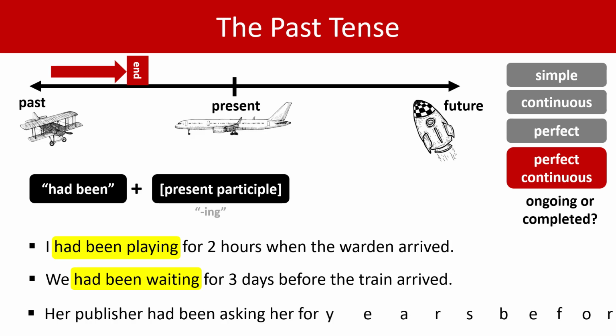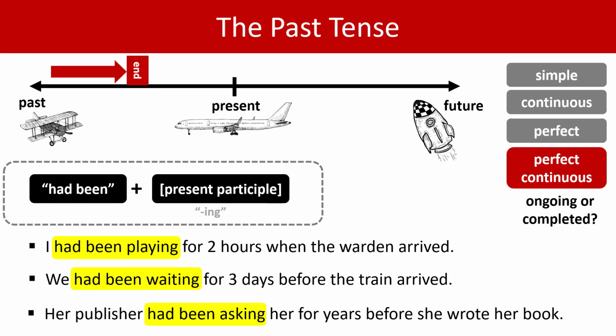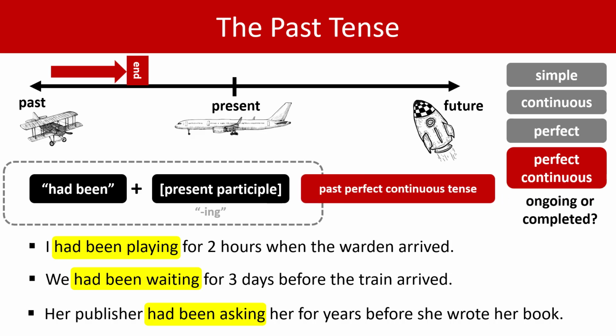And our third example, her publisher had been asking her for years before she wrote her book. Had been asking. An ongoing activity that has now ended. When you use this construction, you are using the past perfect continuous tense. Remember, this is the aspect, and it is used for an ongoing activity that has now ended.